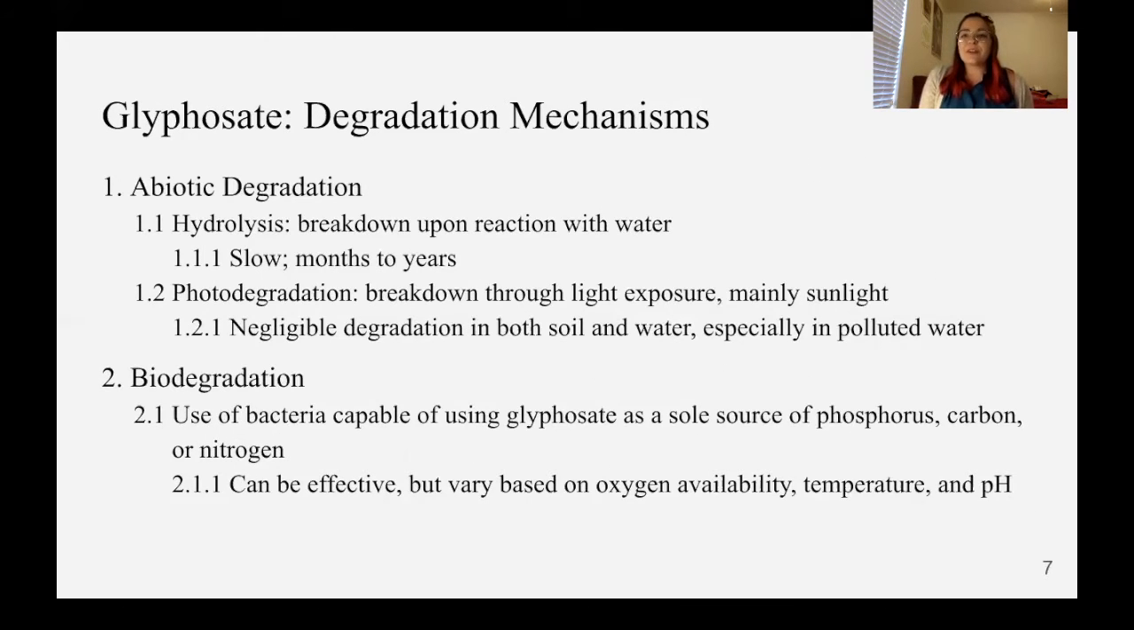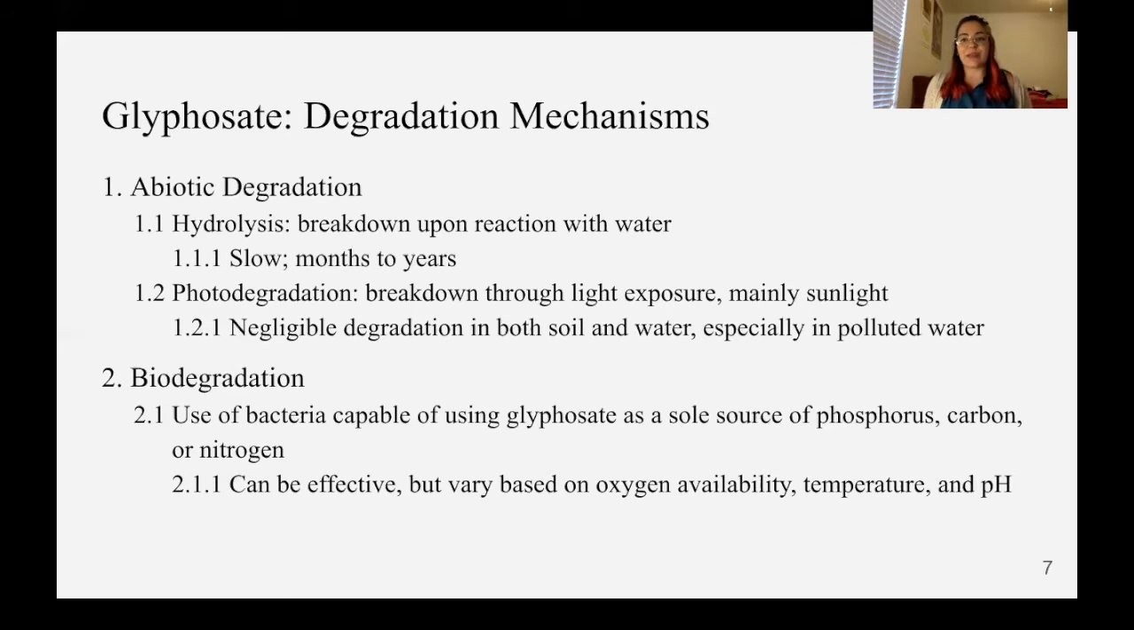there are two main forms of degradation mechanisms for glyphosate, abiotic or biotic. For abiotic degradation, we are considering either hydrolysis or photodegradation, hydrolysis being the breakdown upon reaction with water. This is very slow, can take months to years. Photodegradation is breakdown through light exposure. In consideration with natural systems, we're going to be considering sunlight, and this has a negligible degradation of glyphosate in both soil and water systems, especially considering polluted water.